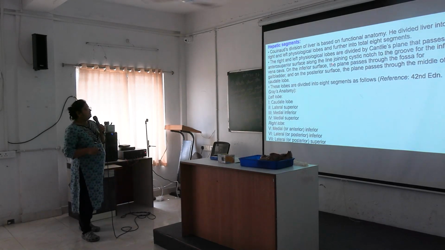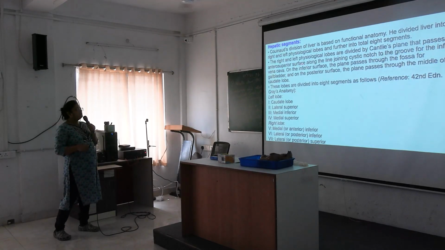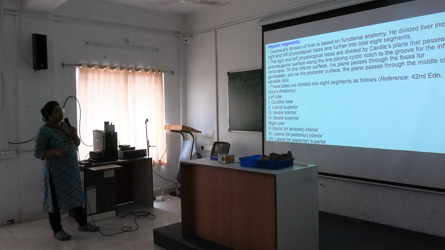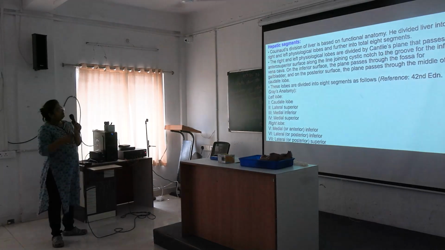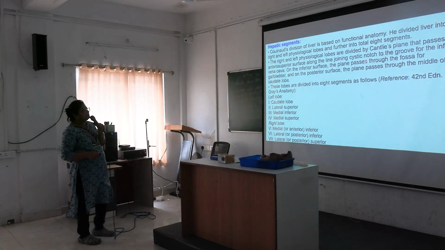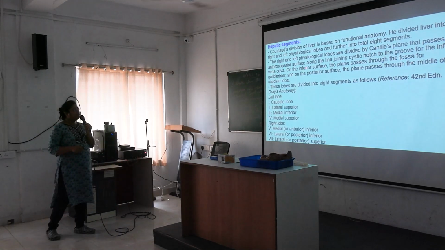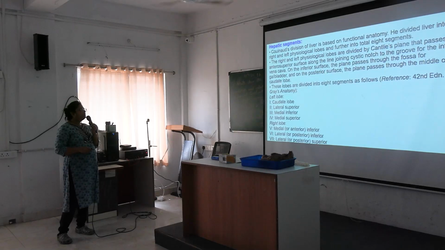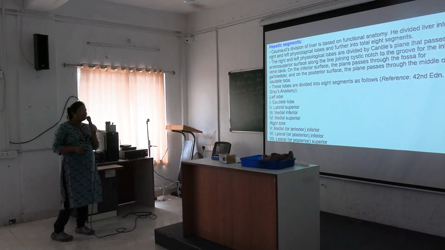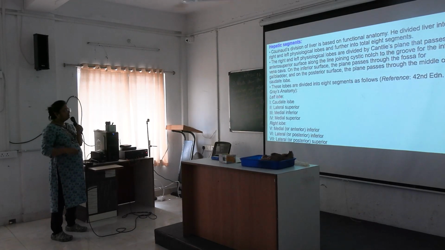The right and left physiological lobes are divided by Cantlie's plane, which passes on the anterosuperior surface along the line joining the cystic notch to the groove for IVC. On the inferior surface, the plane passes through the fossa for gallbladder, and on the posterior surface, the plane passes through the middle of the caudate lobe. And these lobes are divided into 8 segments according to Gray's.